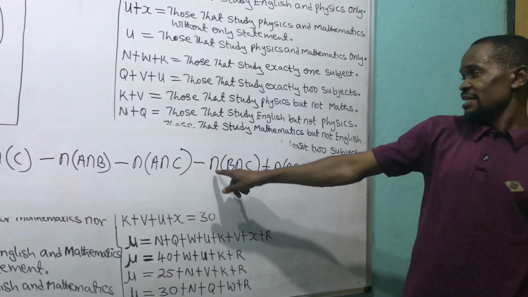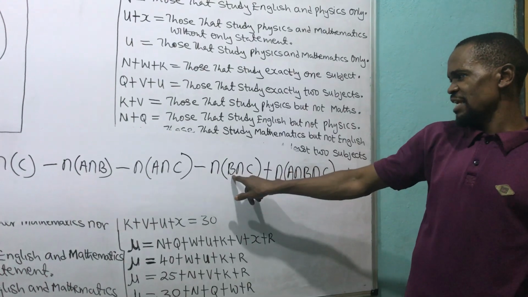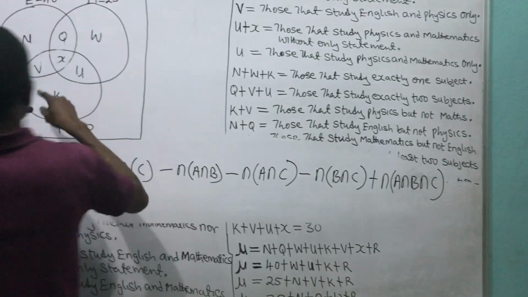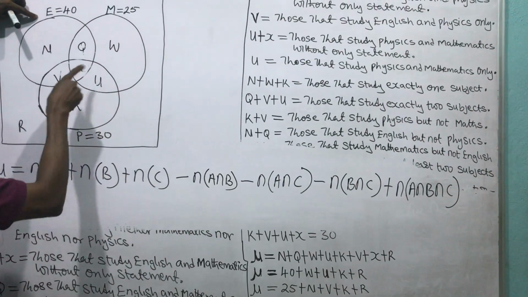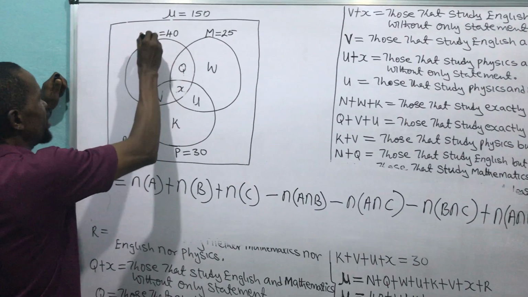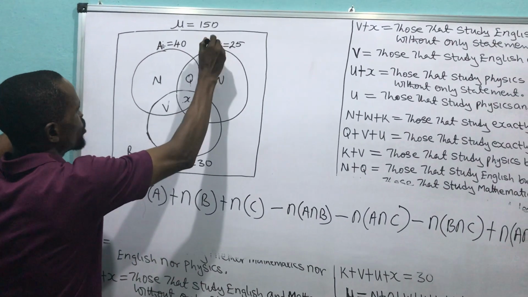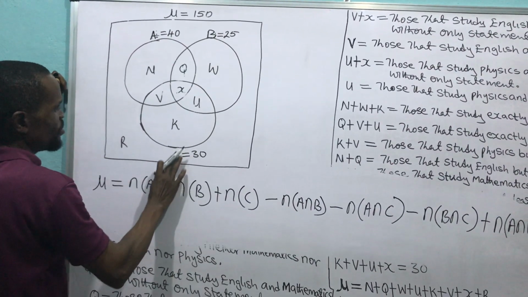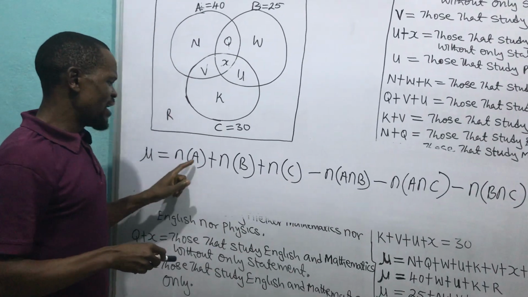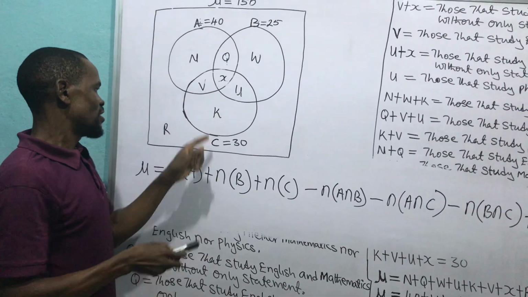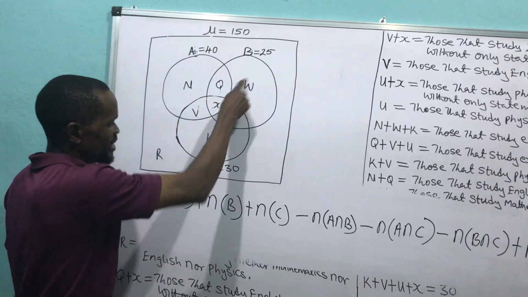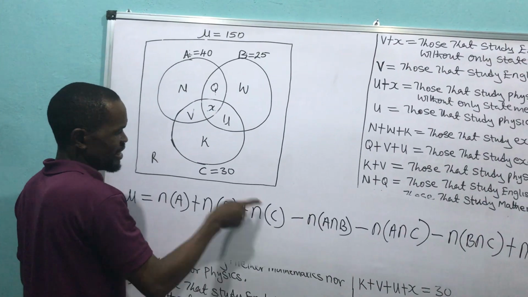And what did I say? This number of B intersect C. What do you mean by B intersect C? Look at it. If I take this one to be my A, and I take this one to be my B, and I take this one to be my C, the number of A is this. Number of B is this. Number of C is this.